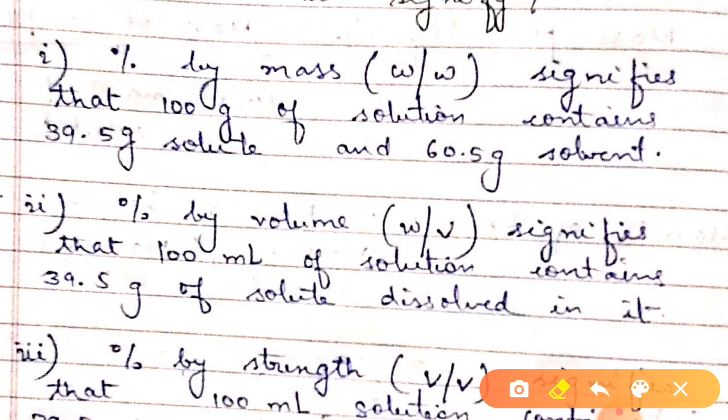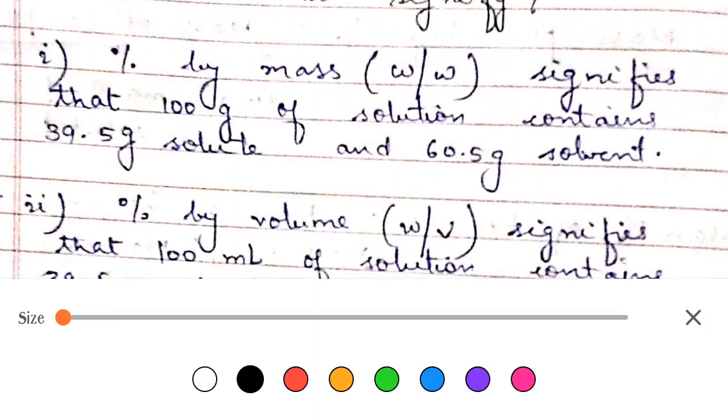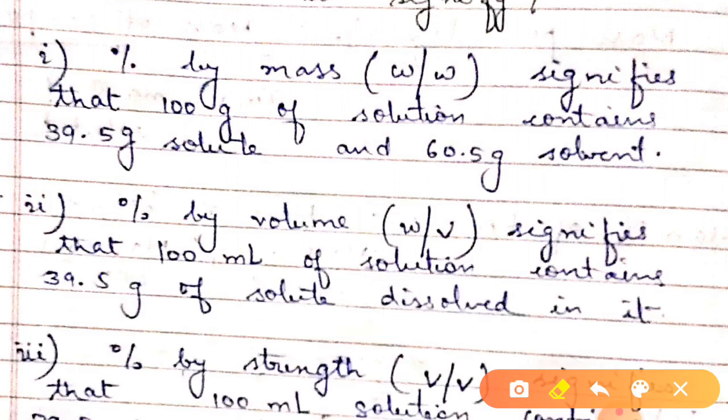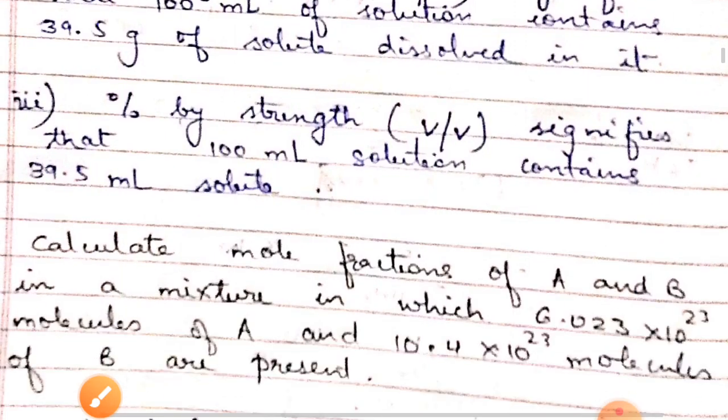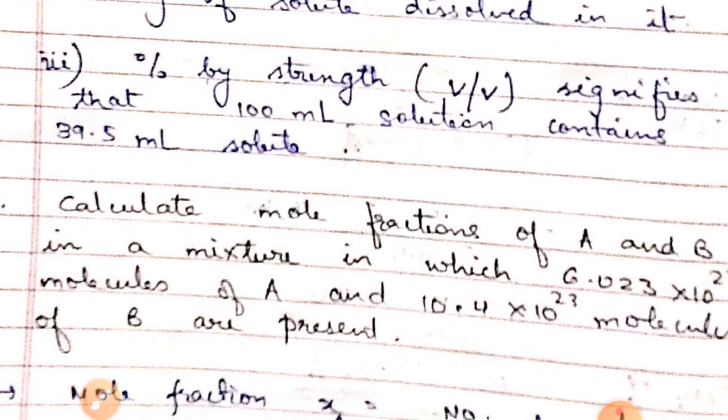Now by percent by volume, what does it mean? That is, 100 ml of solution contains 39.5 gram of solute in it. By strength, it means 100 ml solution contains 39.5 ml of solute. So that is what the term being given means.